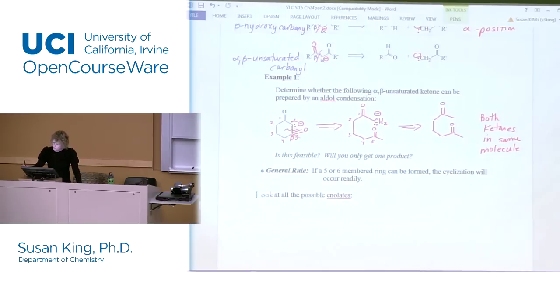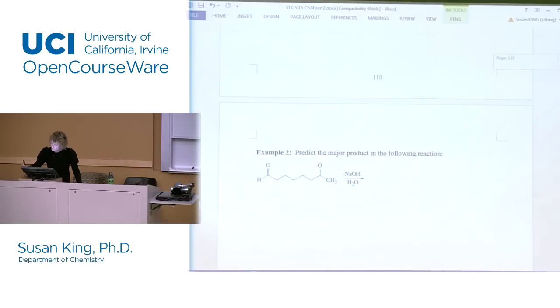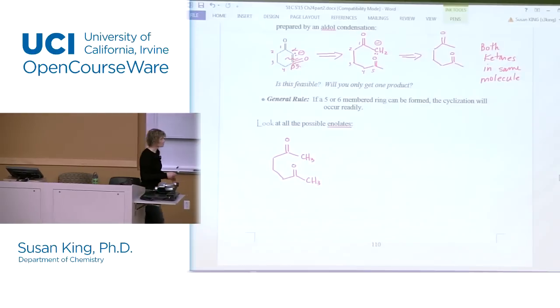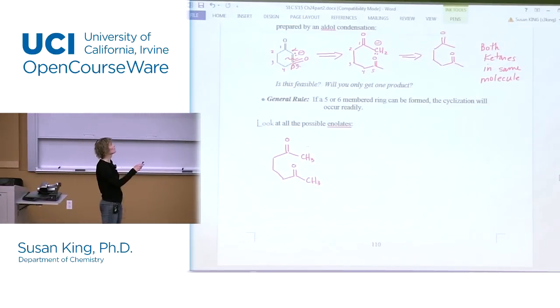Let's look at all the possible enolates and see if this is going to work, because we have more than one possible enolate here. So let's draw this. Since it's symmetrical, we only have to really look at one side. We can look at this ketone or we can look at this ketone. Let's look at this ketone.